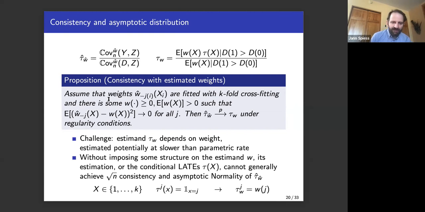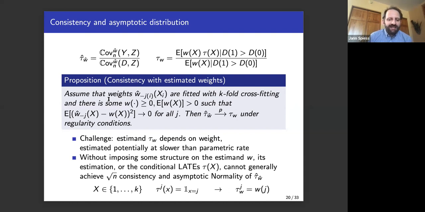And here, there is a challenge, which is that the estimate itself depends on the weight, which I'm estimating possibly non-parametrically and possibly at slower than the parametric rate. And therefore, without imposing some structure on the estimand or its estimation or the conditional treatment effects, in general, there is no hope to achieve square root of n consistency and asymptotic normality of this estimator.